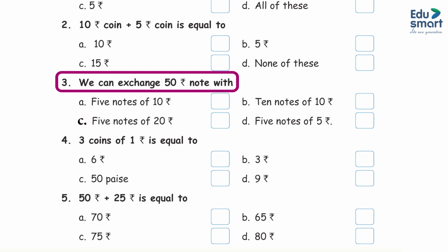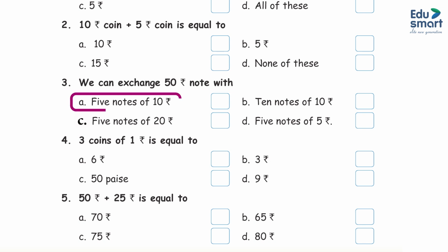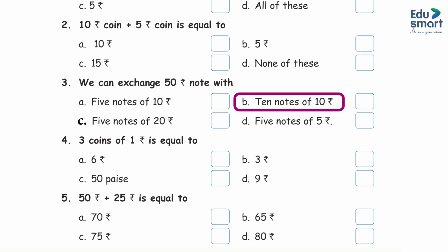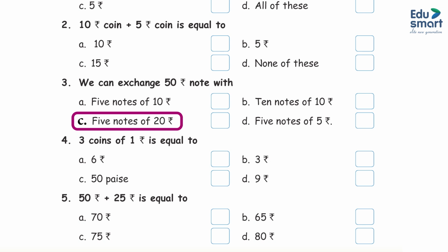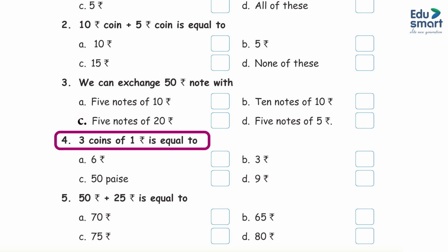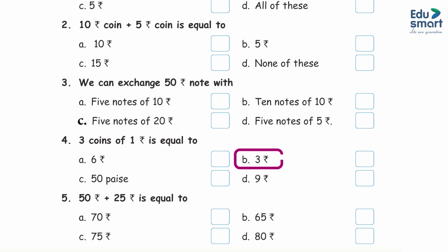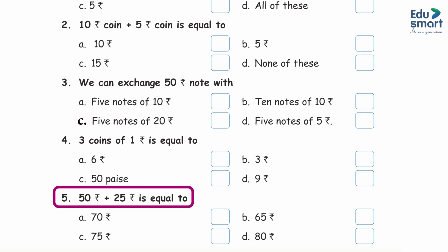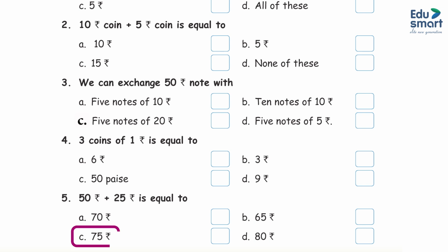3. We can exchange a 50 rupee note with 5 notes of 10 rupees, 10 notes of 10 rupees, 5 notes of 20 rupees, 5 notes of 5 rupees. 4. 3 coins of 1 rupee is equal to 6 rupees, 3 rupees, 50 paise, 9 rupees. 5. 50 rupees plus 25 rupees is equal to 70 rupees, 65 rupees, 75 rupees, 80 rupees.